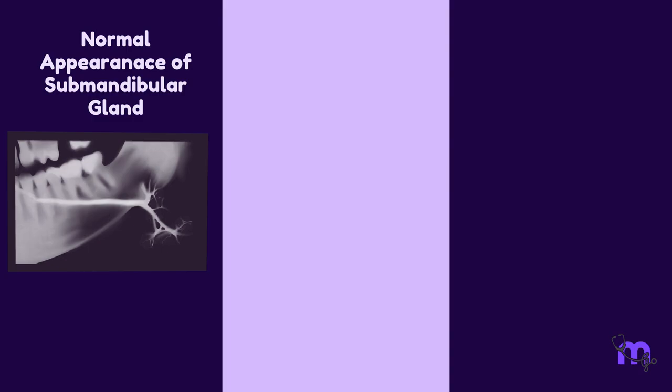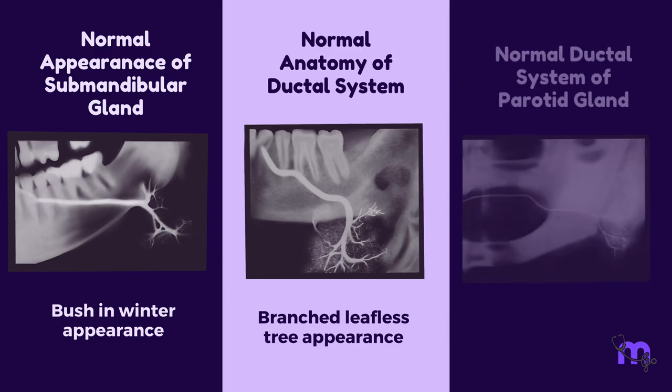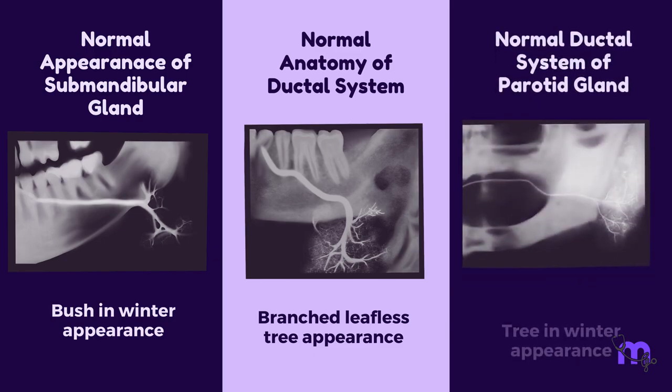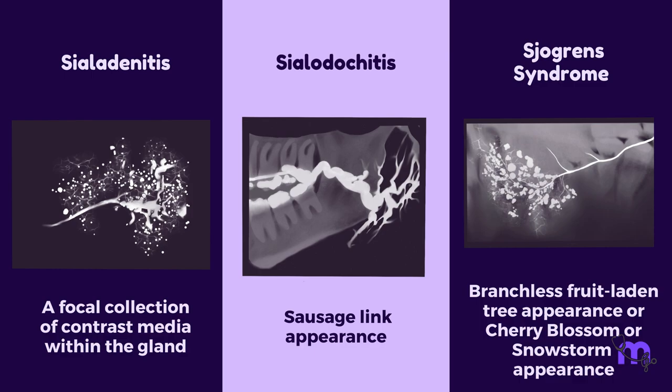We leave you with a few important sialographic appearances. Feel free to take a screenshot. The normal appearance of submandibular gland: bush in winter appearance. Normal anatomy of ductal system: branched leafless tree appearance. Normal ductal structure of parotid gland: tree in winter appearance. Sialadenitis: a focal collection of contrast media within the gland. Sialodochitis: sausage link appearance. Sjogren syndrome: branchless fruit-laden tree appearance, or cherry blossom or snowstorm appearance.